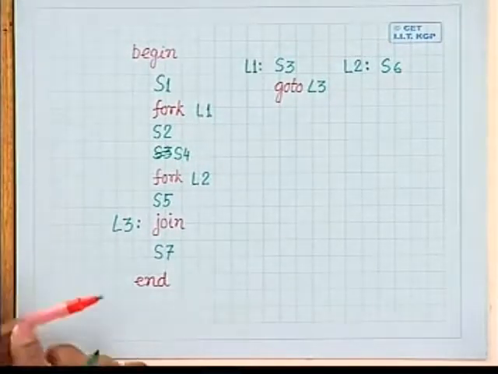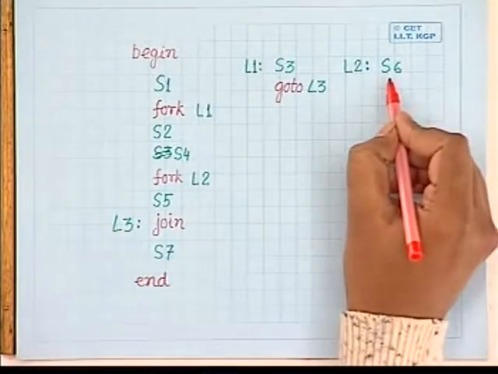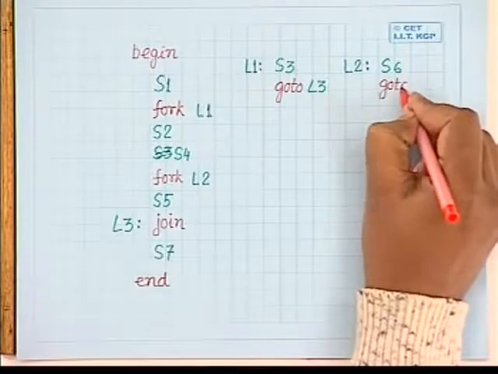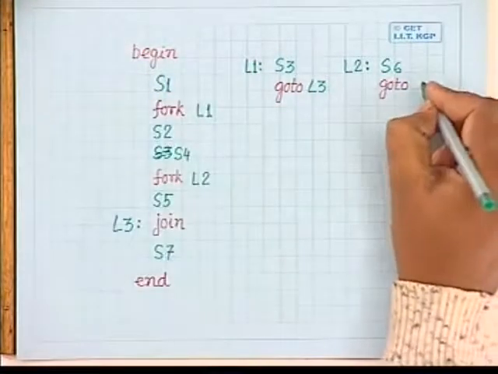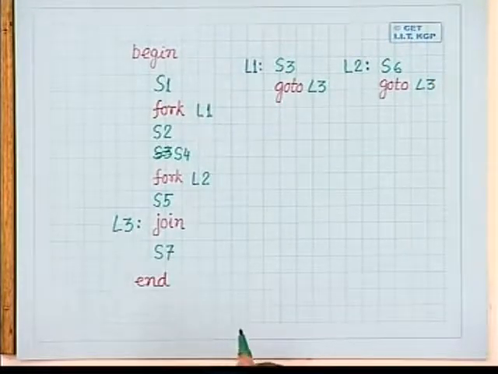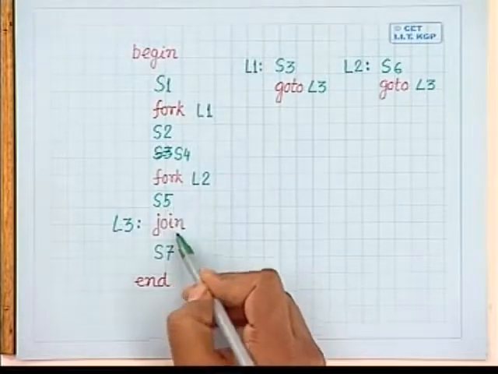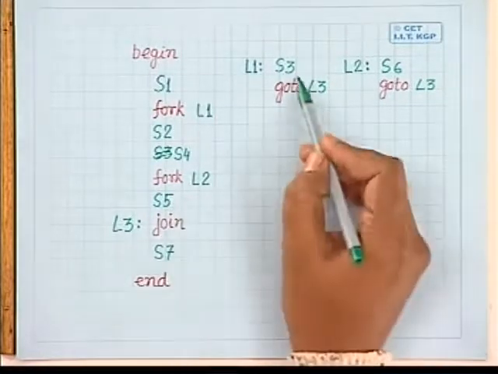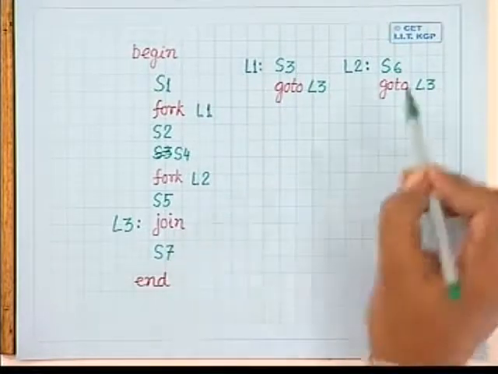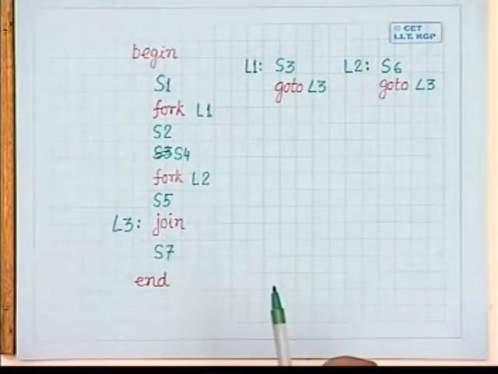Similarly, here this process also has to come to L3 after completion of statement S6. So I'll also put here go to label L3 to execute the join statement. Now you find that the process which is continuing with S5 executes the join statement after completion of S5. The process which is executing S3 also executes the join statement, and the process which is executing S6 also executes the join statement after completion of S6.